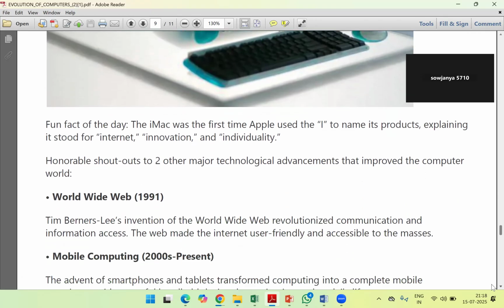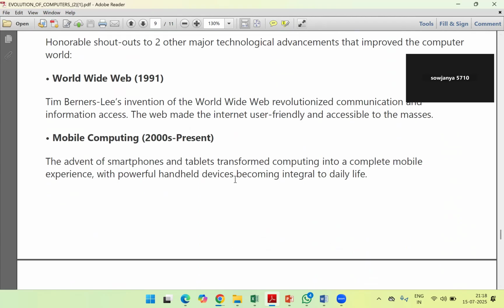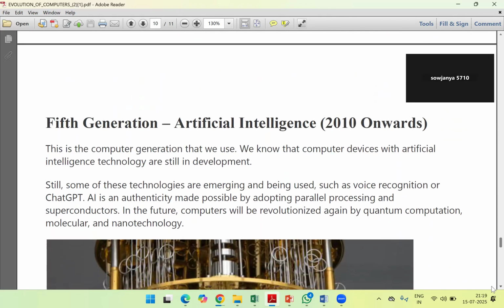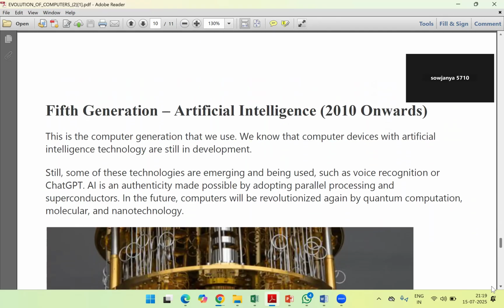Now, World Wide Web, WWW, 1991. With this, what is happening? Worldwide communication is possible. The web made the internet user friendly and accessible to the masses. Now, mobile computing, 2000s to present. The advent of smartphones and tablets transformed computing into a complete mobile experience, with powerful handheld devices becoming integral to daily life.